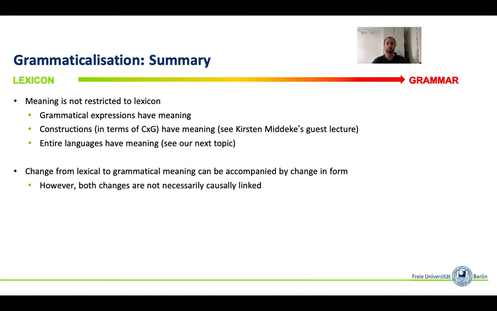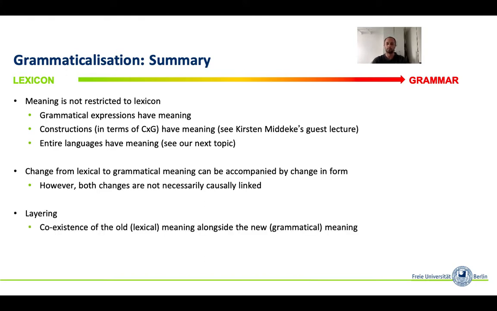What we've also seen is that when an expression changes its meaning from lexical to grammatical, this can be accompanied by a change in form. But those changes are not necessarily causally linked, right? So that means that we can have changes in form without changes of meaning, and we can have changes in meaning without changes of form. Another important thing is the so-called phenomenon of layering, right? So the development of new meanings, and in this case, the grammaticalization of lexical meaning, doesn't erase the old meaning. They all can coexist together, the older lexical and the newer grammatical meaning.